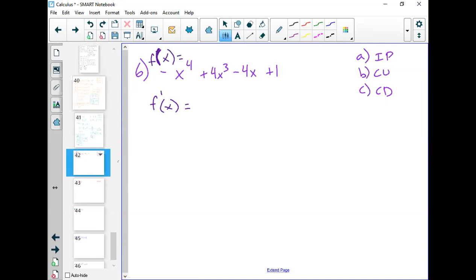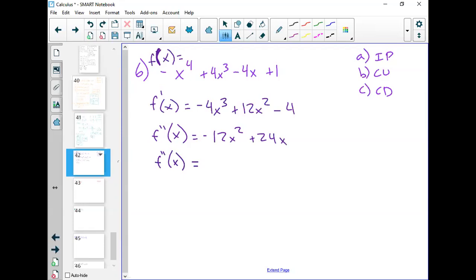Negative. And let's make sure we're using appropriate terminology. F of x, f prime of x, and f double prime of x, so that we know where we're at. F of, there's no prime there. F of x equals. Cool. So taking the derivative, we're going to get negative 4x cubed plus 12x squared minus 4. Take the derivative again. Negative 12x squared plus 24x. Now this one I can guarantee simplifies. Let's pull out the negative 12x, and we're going to be left with x minus 2.